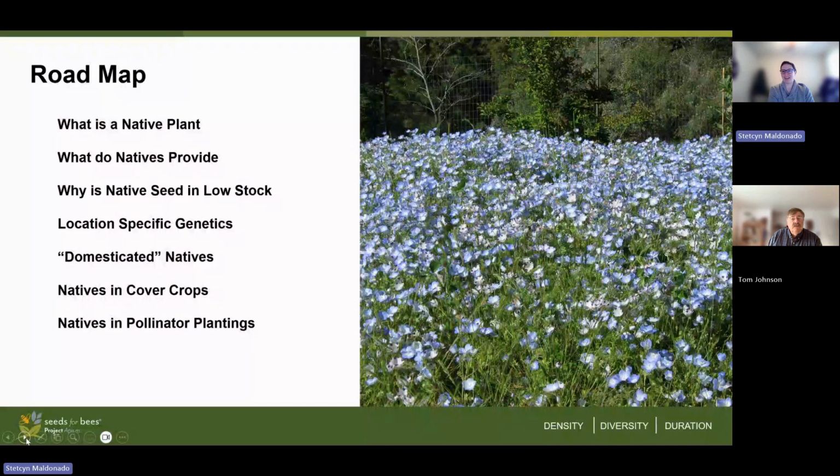Here, for the photo that I got, this is a planting of baby blue eyes and five-spot, and they are both native to California. They're very beautiful too. I really enjoy them.